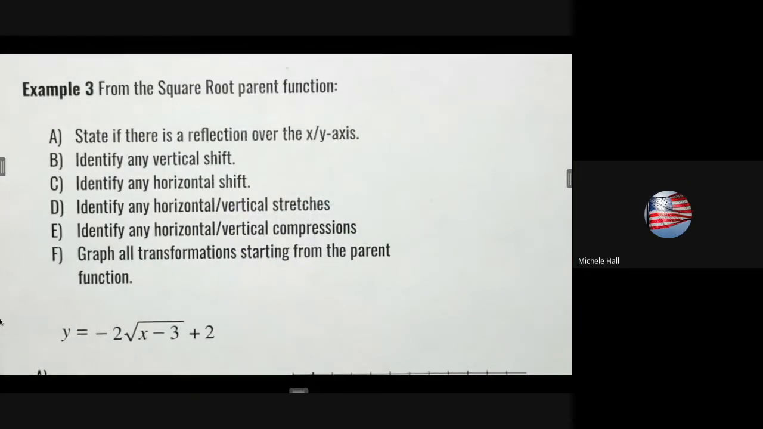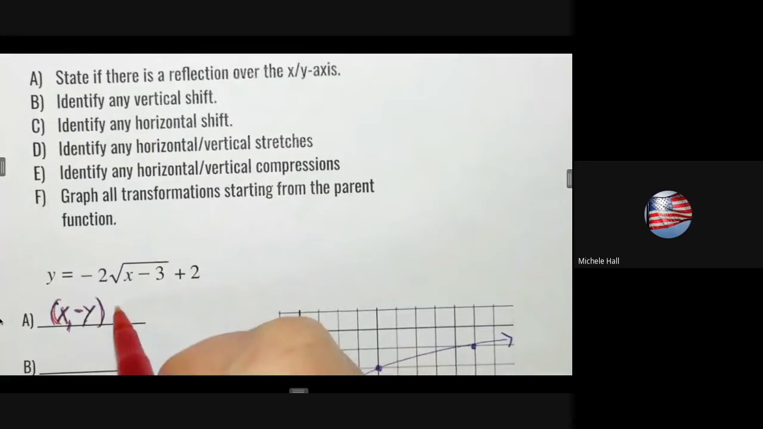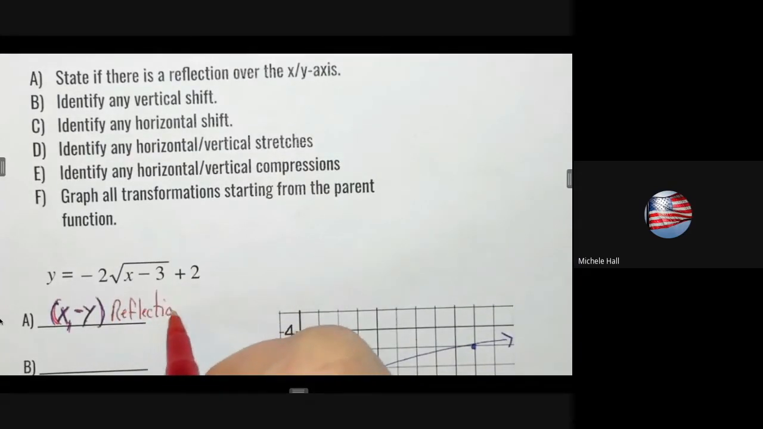Next, we're going to look at the negative. Is it being multiplied to x or to y? It's not being multiplied to x. It's going to be a reflection, and it's being multiplied to the y value. So the y value is being multiplied. That means that it's a reflection on the x-axis.